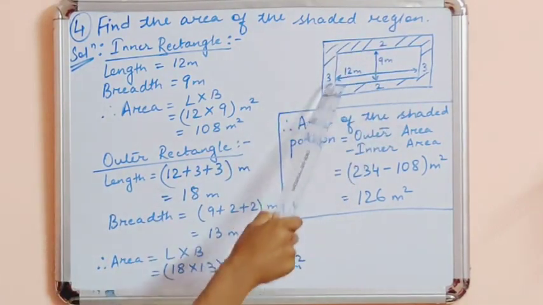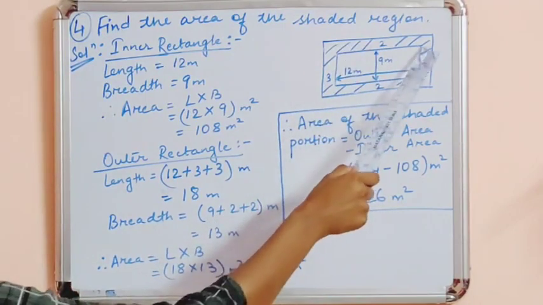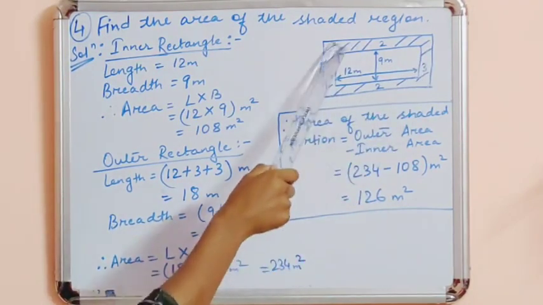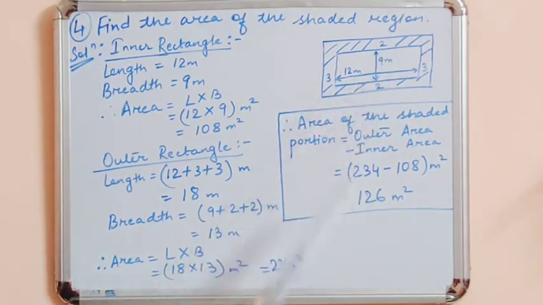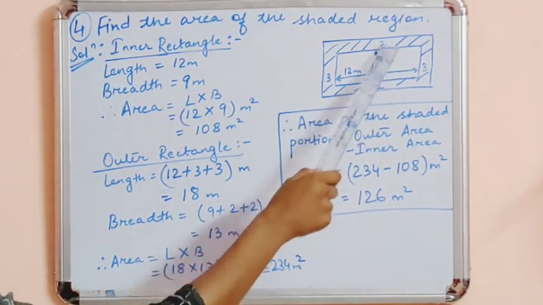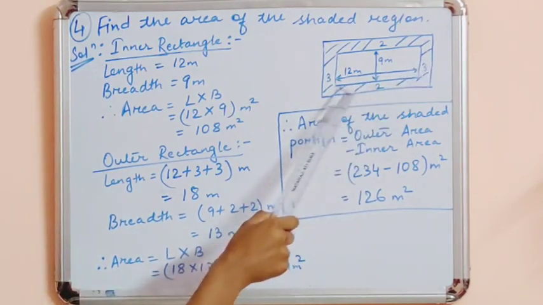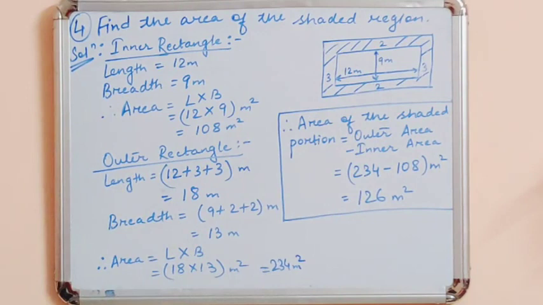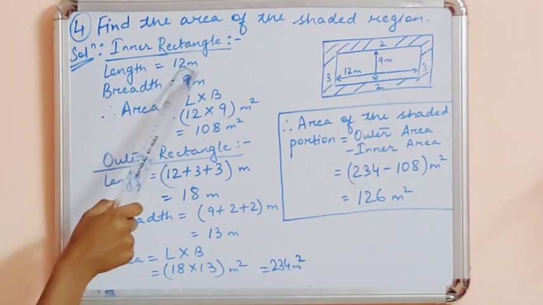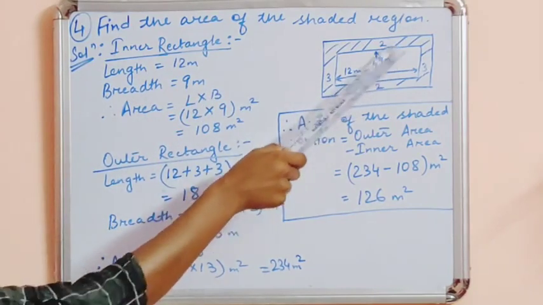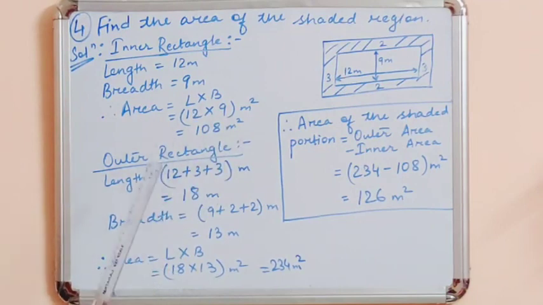This is the part of a question. So here the figure is given and this is our shaded portion. So we need to calculate this area. The dimensions for the inner rectangle is given very clearly, that is 12 meter into 9 meter, and this width is 3 meters and this is of 2 meter. So let us start solving. The dimensions for inner rectangle is length is 12 meter and breadth is 9 meter. So area will be length into breadth, that is 12 into 9, 108 meters square.